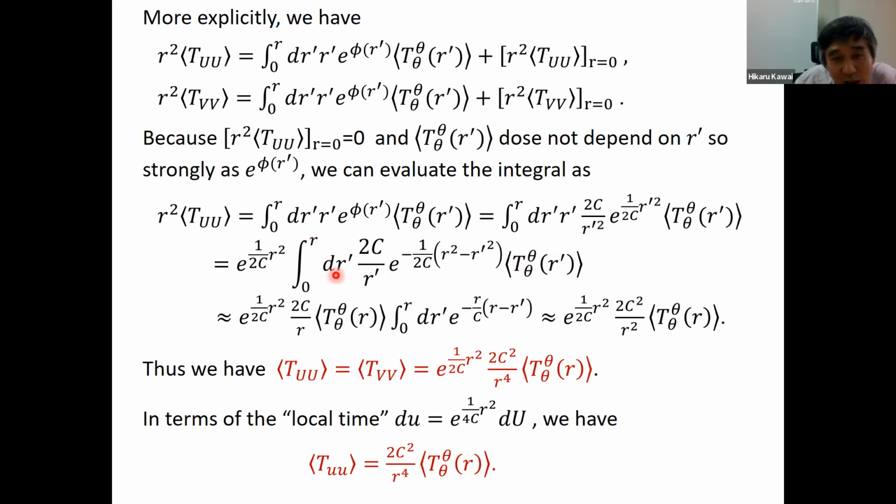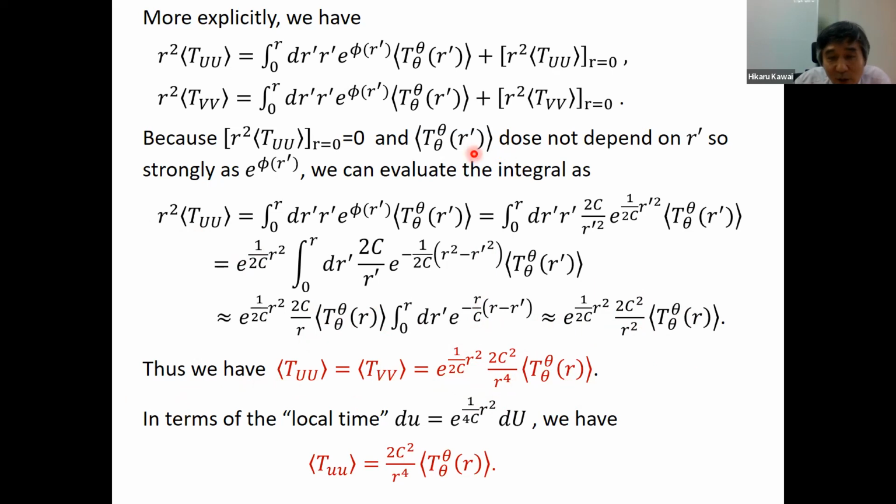And then we have the integral over r, but this is around r prime equal to r. We can do a Taylor expansion and take the linear term, r minus r prime over c. So this is just an integration of an exponential, and we get c over r. Multiplied by c over r, we have this. In this way, T_UU and T_VV are equal to this one divided by r squared. So we have this expression.